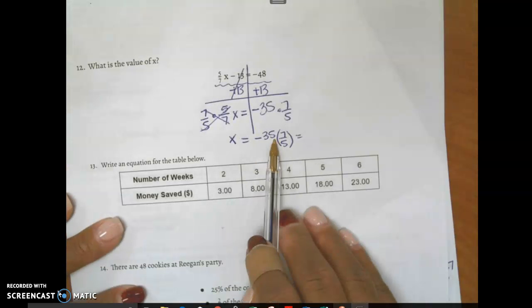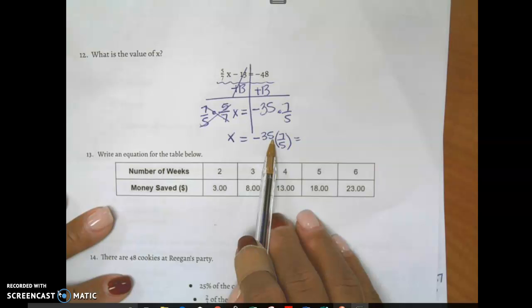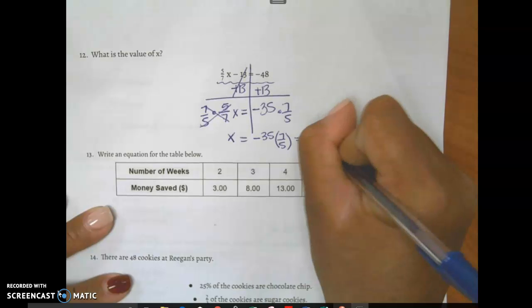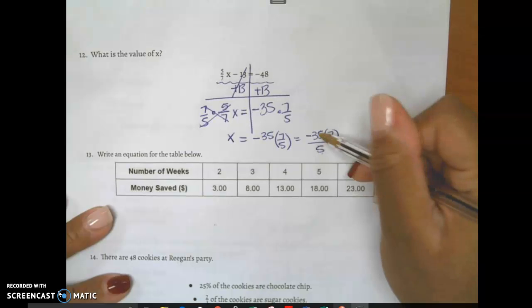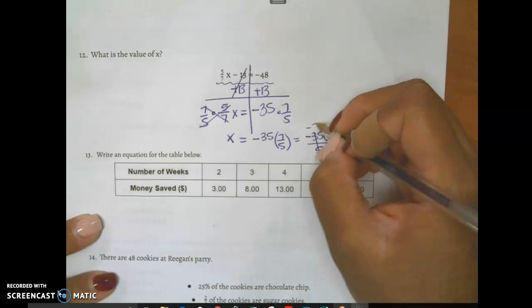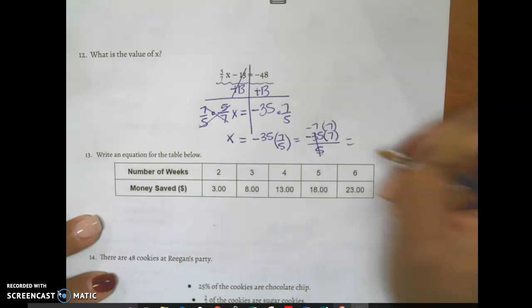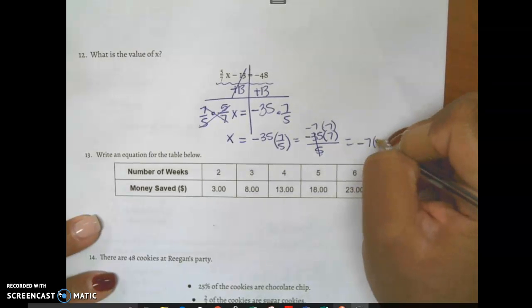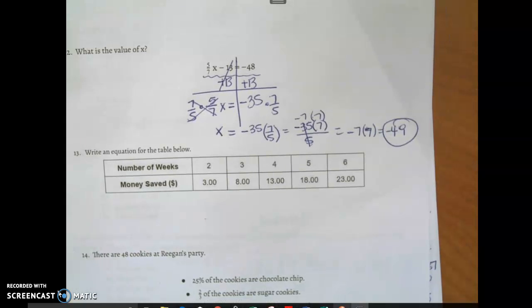So then I'm going to do what? What am I multiplying? -35 times 7 over 5. Divide. 35 divided by 5 is 7. Cross it out. I have -7 now. Times 7 equals what? Good. There's my answer.